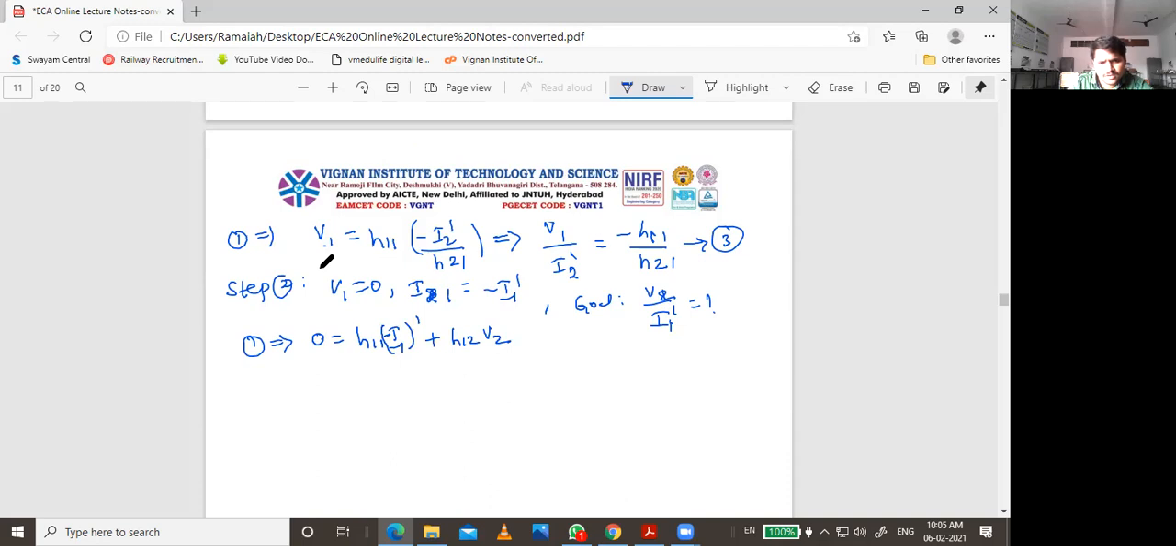Okay. So from this, H11 I1 dash is equal to H12 V2. Therefore, now from this, the minus will go to plus if it goes to the LHS side. So H11 I1 dash will go to the LHS side, and minus will become plus. H11 I1 dash equal to H12 V2.